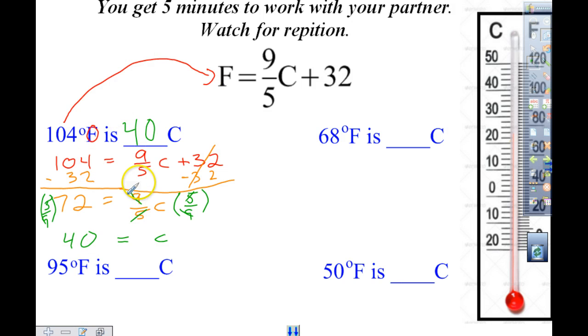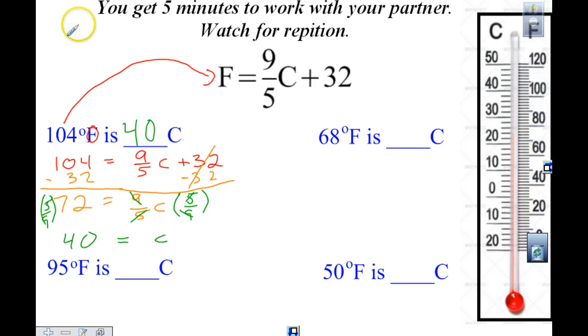All right, you guys go ahead and practice the same steps and do the other 3 here. Check with someone around when you're done just to make sure it's good. All right, so what do we get? 95 degrees Fahrenheit is 35, which makes sense because 104 is 40. So a little bit lower than 104 is 95, and a little bit below 40 is 35. 68 is 20. 50 is 10.